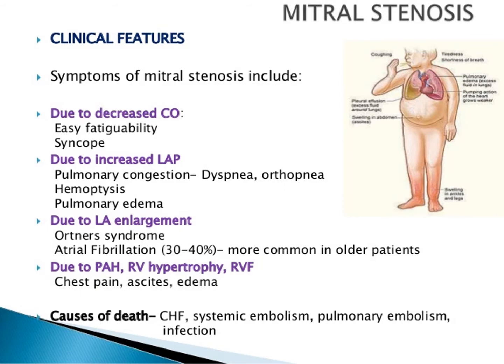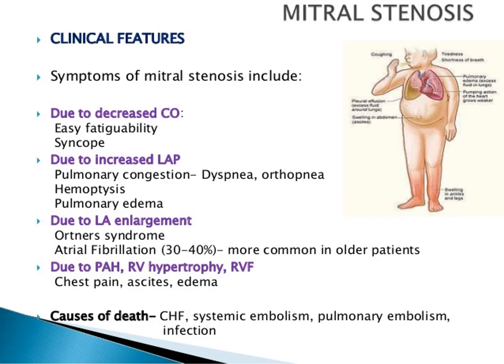Symptoms include easy fatigability and syncope as a result of decreased cardiac output. Again, the increased left atrial pressure is reflected back to the pulmonary vasculature, resulting in pulmonary congestion, dyspnea, orthopnea, and even pulmonary edema. As I have mentioned before, rupture of dilated bronchial vein may result in hemoptysis.